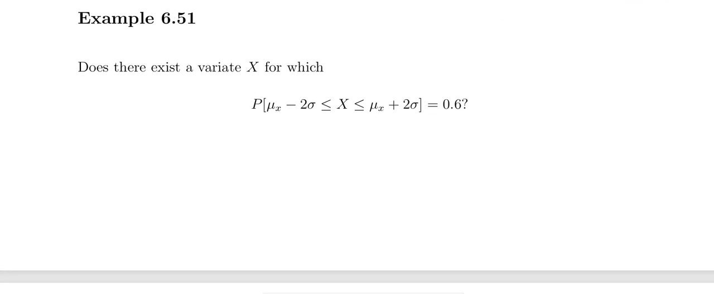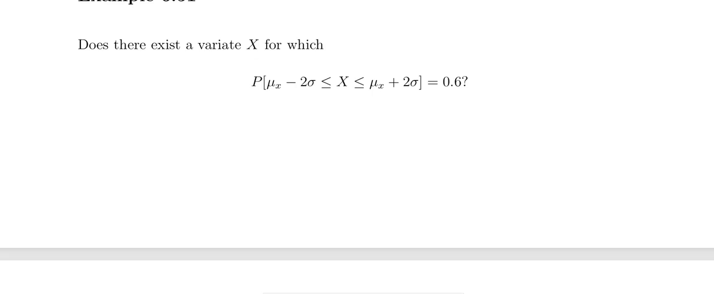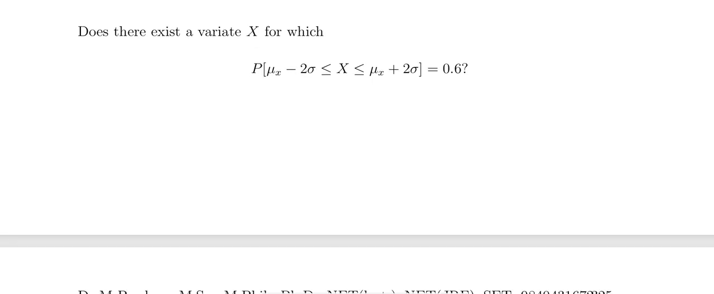So if the actual probability is given, know how to find the lower bound, that is best. Does there exist a variate capital X for which the probability of mu x minus 2 sigma less than or equal to x less than or equal to mu x plus 2 sigma equals 0.6? When the probability is like this, does such a capital X exist?